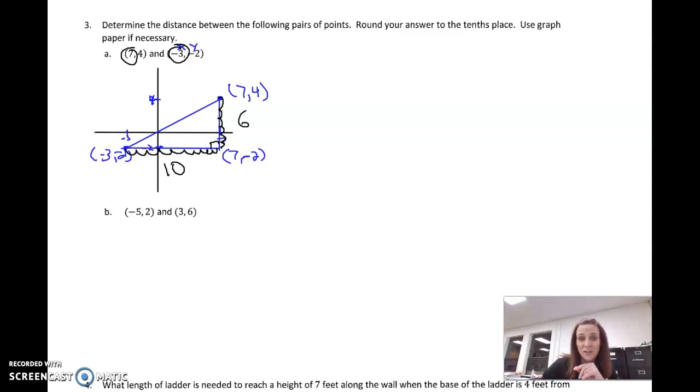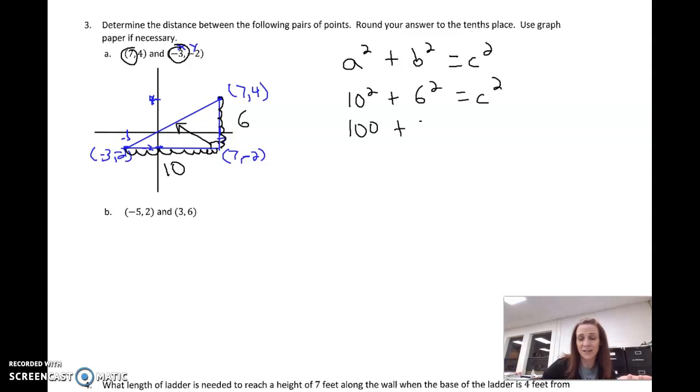The reason those differences are important, remember, is when we use our Pythagorean theorem, those differences end up being our legs, our a and b. Okay, so we can write this as 10 squared plus 6 squared is equal to c squared. 10 times 10 is 100. 6 times 6 is 36. That's 136 equals c squared.